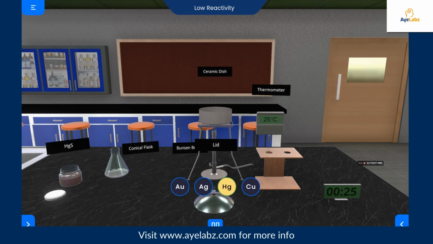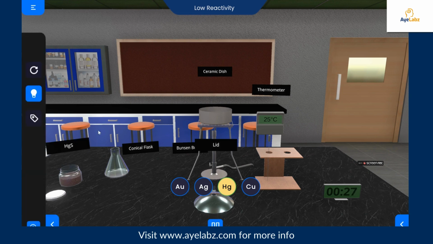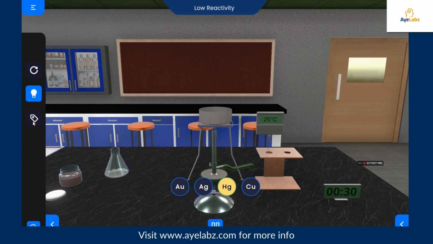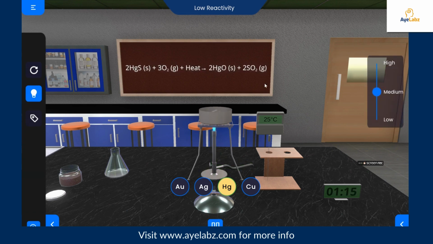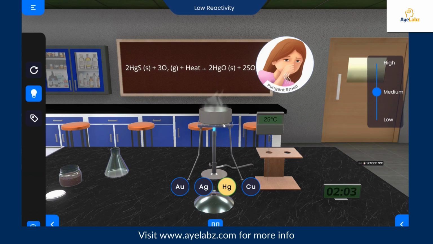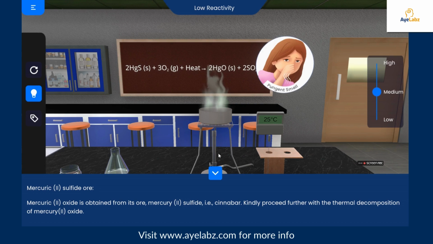By the way, I am turning off this labeling by using this tag button over here so that the reaction on the board is clearly visible now. And as the reaction proceeds, it is giving us a pungent smell. It's because mercuric sulfide along with oxygen and heat is producing mercuric oxide and sulfur dioxide. I'm turning off the stove by clicking on it.